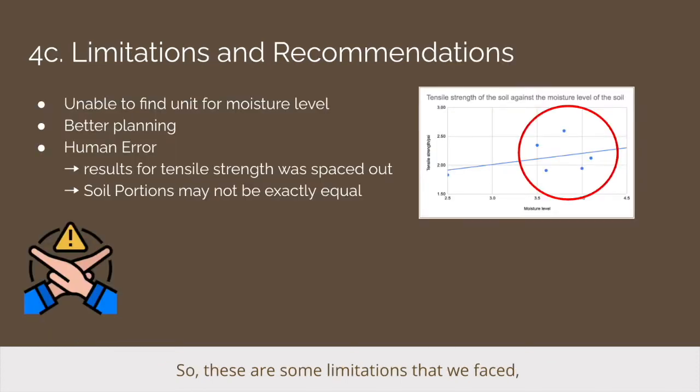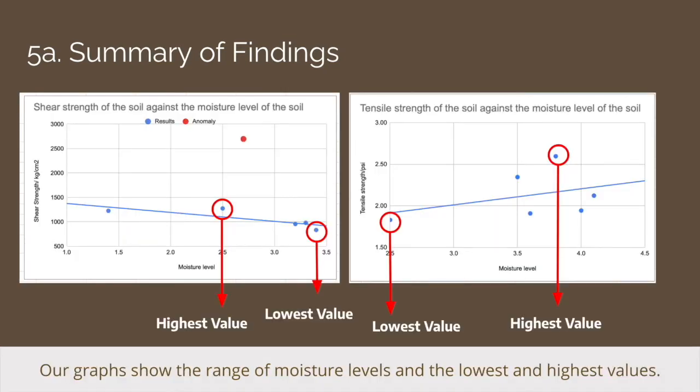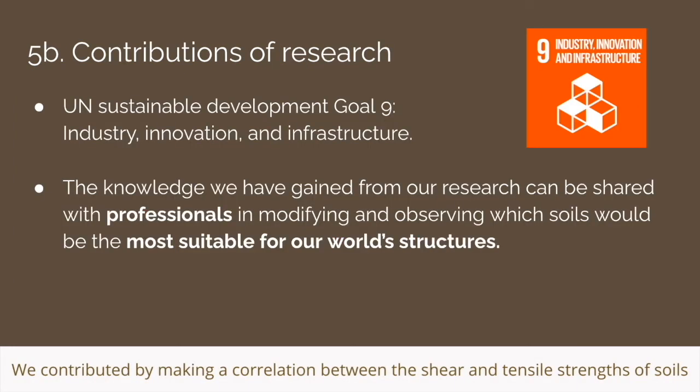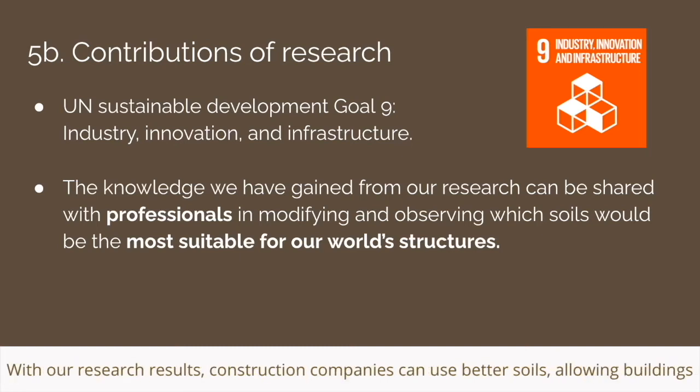So here are some limitations that we face, mostly due to human error, and some recommendations for the future, such as having better planning. Our purpose, research, and question are stated again. Our graphs show the range of moisture levels and the lowest and highest values. As the moisture level increased, shear strength decreased and tensile strength increased. We contributed by making a correlation between the shear and tensile strength of soils and their moisture levels, helping choose suitable soils for the moat structures.